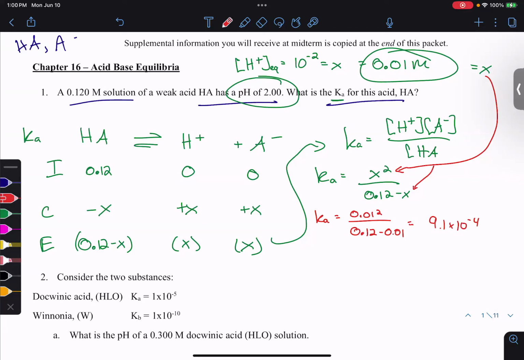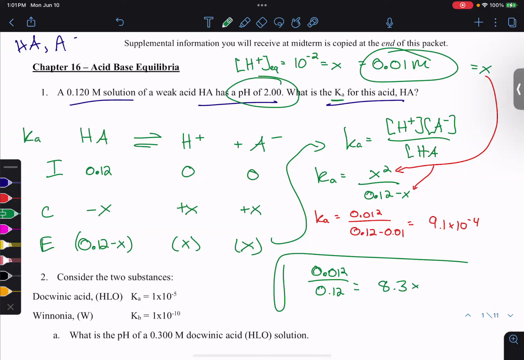Let's say you approximated when you didn't have to. So you just did x squared. So if you just do 0.01 squared over 0.12, you get 8.3 times 10 to the negative 4. So you get a different answer, right? I'm going to have both on there. Okay, you do not need to approximate. I tell you what x is. Don't be lazy. You just plug it back in. Okay, all right, so there's that one.